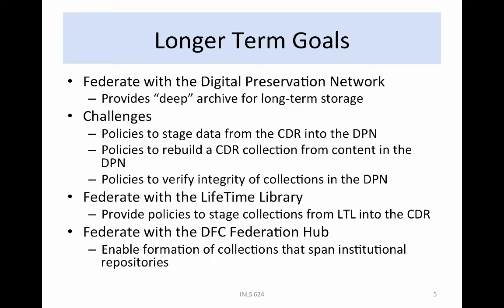The Digital Preservation Network, DPN, is working with multiple groups for integrating systems that will stage data into the deep archive. One candidate is the iRODS data grid. Policies would control the replication of files from a local staging area into the DPN network. Policies would also be needed to manage the recreation of a collection that has been lost, with the goal of minimizing the amount of material that must be downloaded from DPN.